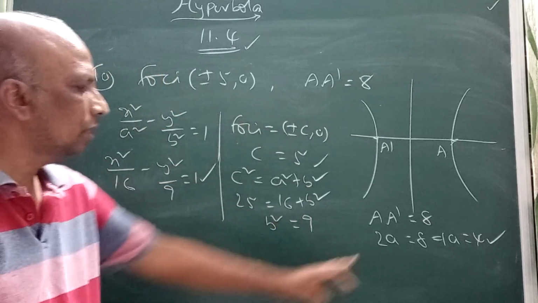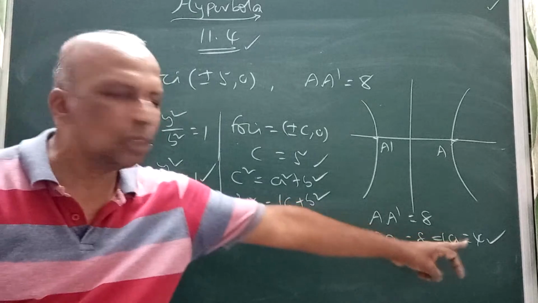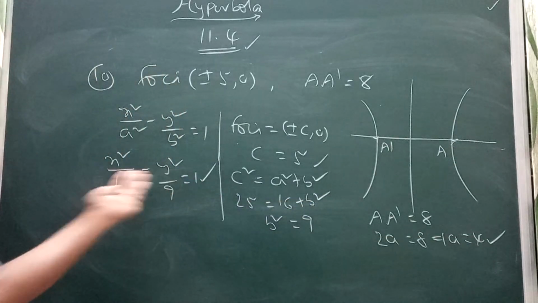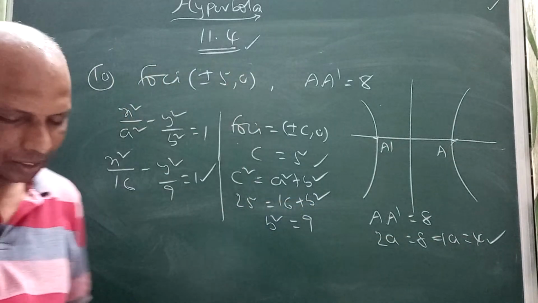We go like this, right? b square is equal to 9, a is equal to 4, a square is equal to 16. I can mention it like this. This is the equation of that.